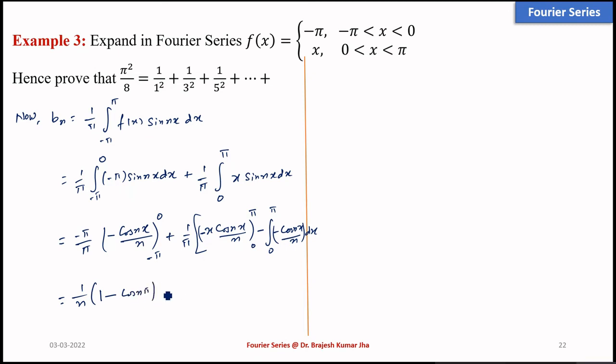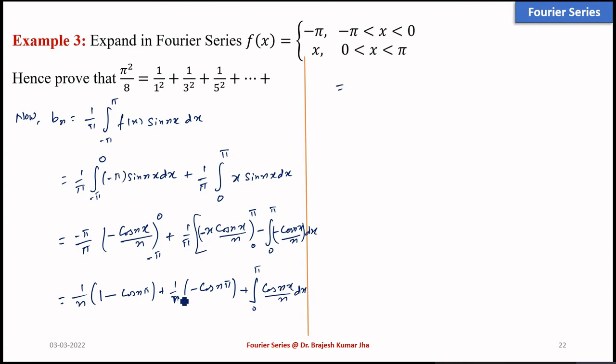Cos n pi, plus 1 by pi. Once we put 0 here again, it will be 0. So it is going to be minus of pi, and pi will be 1. So it is cos n pi, and pi will be cancelled. So it is 1 by n, that we can write, minus integration 0 to pi of cos nx by n dx.